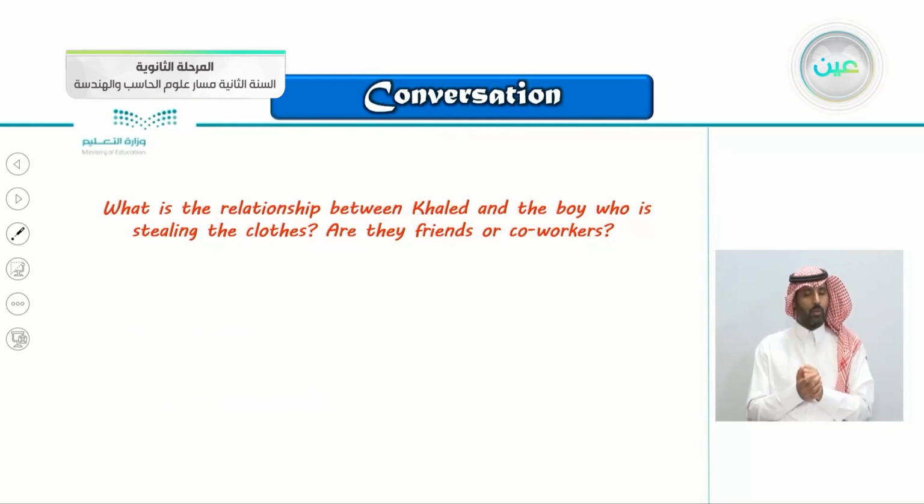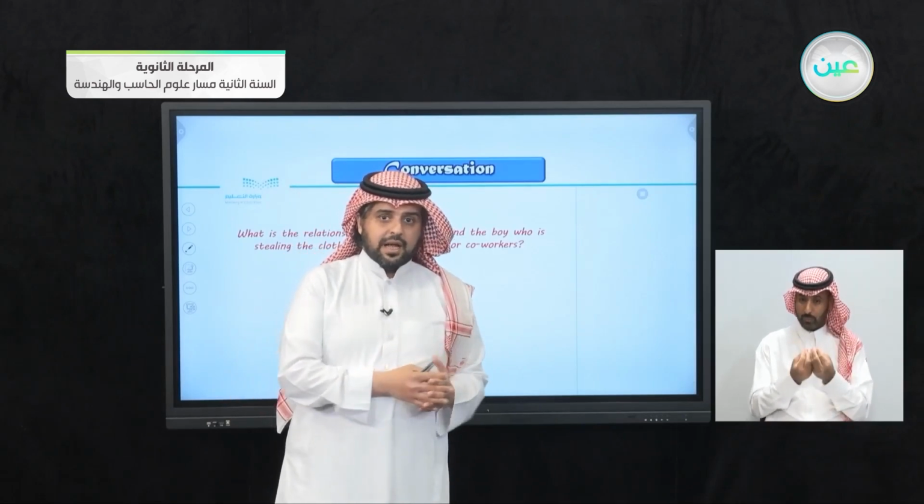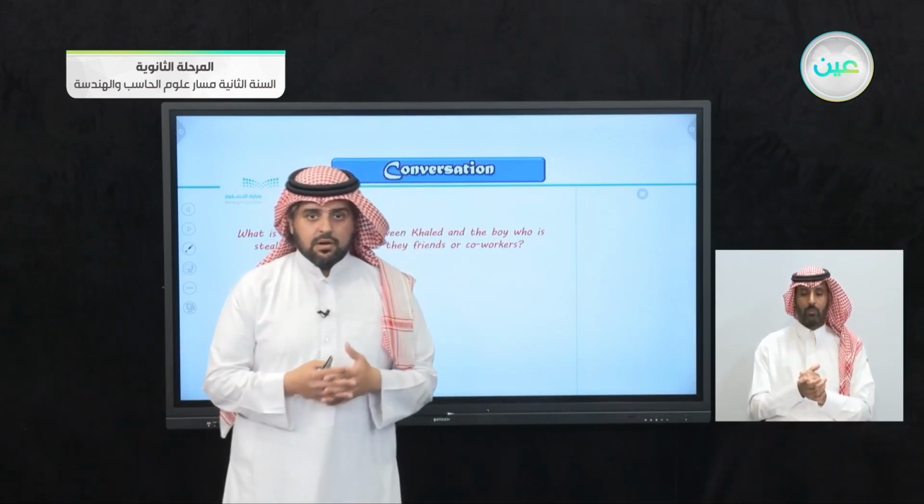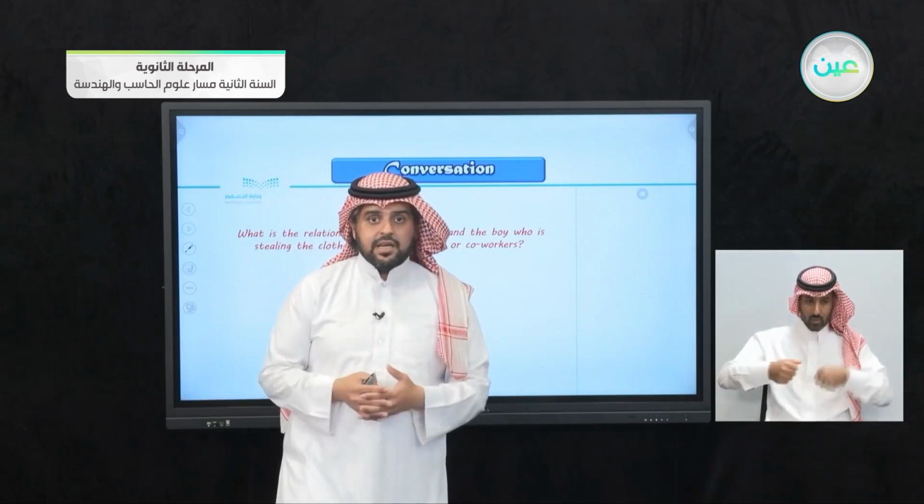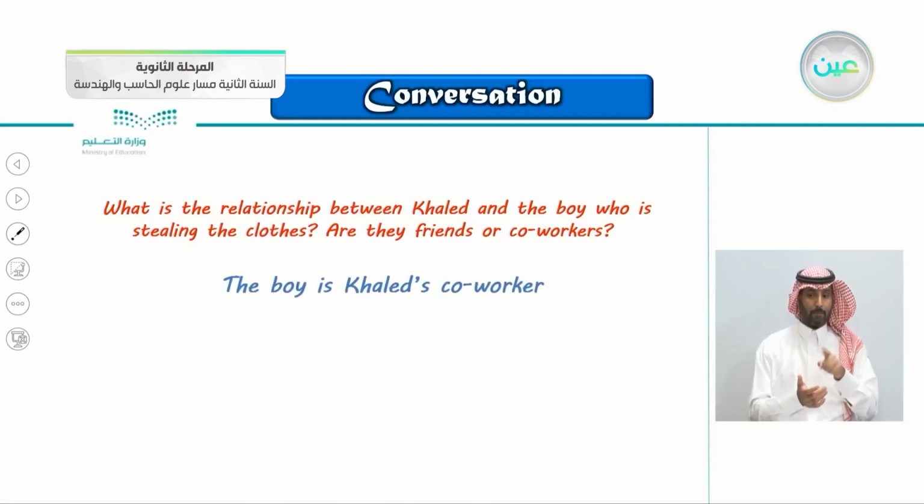What is the relationship between Khalid and the boy who is stealing the clothes? Are they friends or co-workers? So, what's the relationship between Khalid and the culprit, let's say, the boy who's stealing the clothes? So the correct answer here, the boy is Khalid's co-worker.